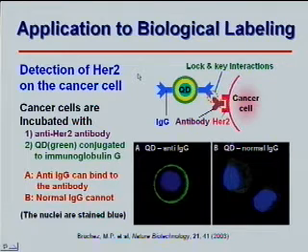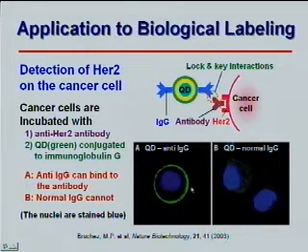In this application, the cancer cell is detected by biological labeling. First, cancer cells are incubated with an antibody, which can selectively bind to some kind of protein which is specific to the cancer cell. After that, quantum dot conjugated to immunoglobulin is added. Then this immunoglobulin can bind to the antibody.